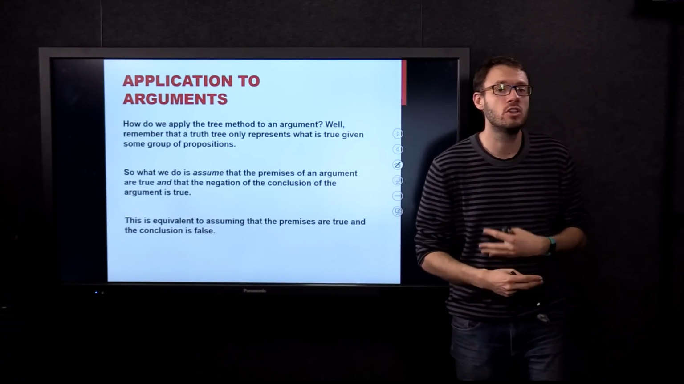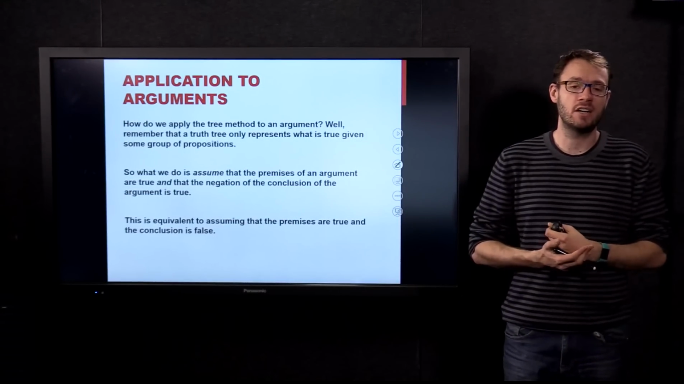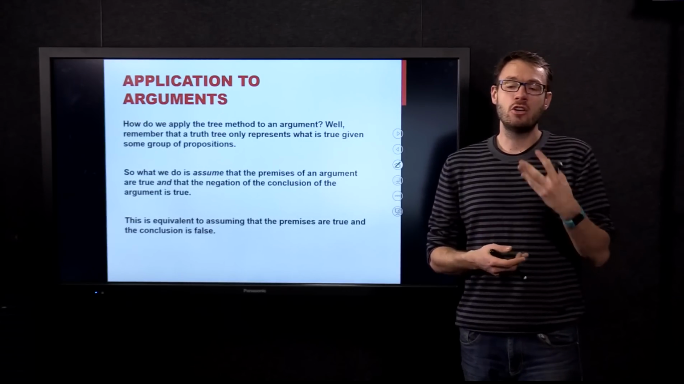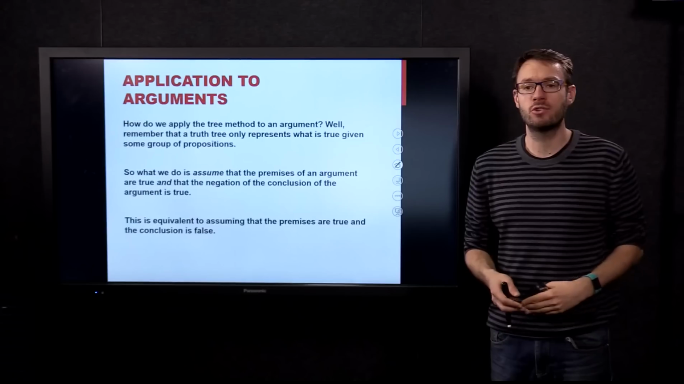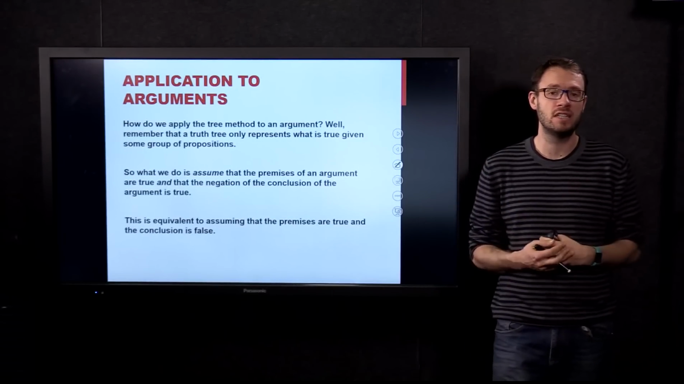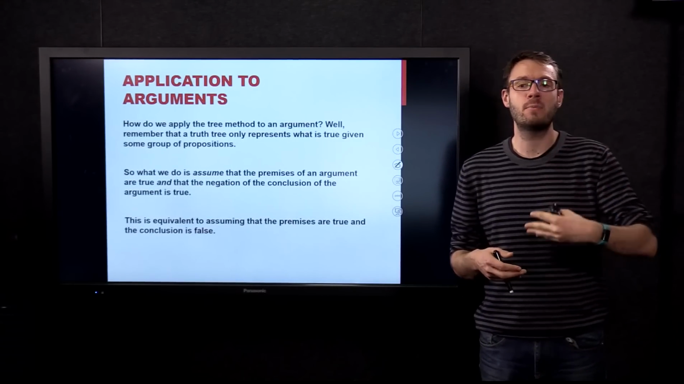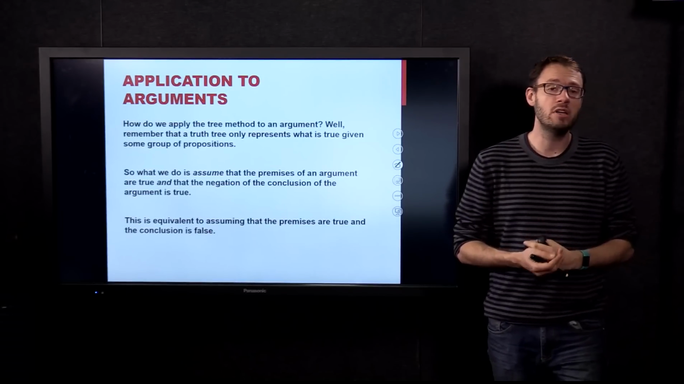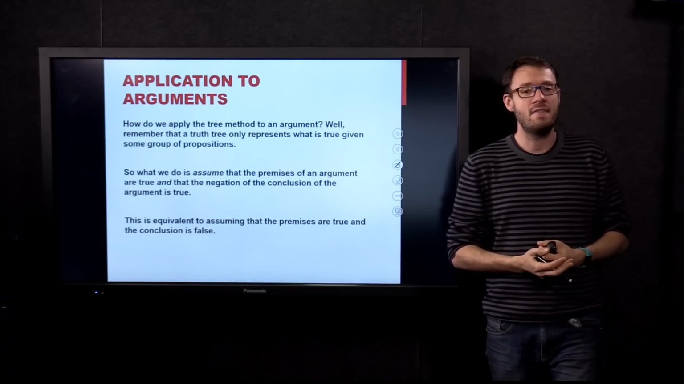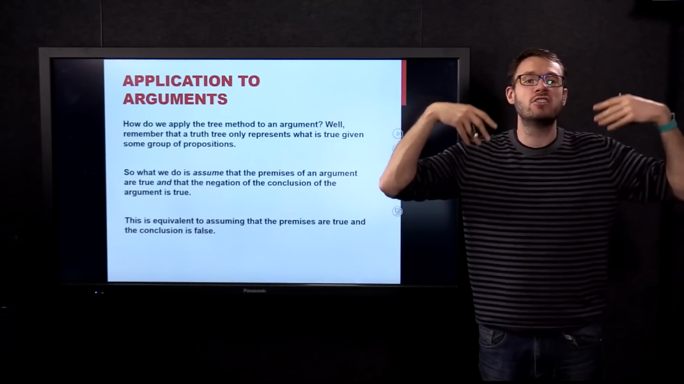Okay, so we're using this proof method, reductio ad absurdum, and we assume that the premises of an argument are true and the conclusion's false. Because we're working in the truth tree system, where you can't represent falsity directly, in order to represent this starting point for the truth tree test for validity, we assume that the premises are true, and then we negate the conclusion and assume that that's true.